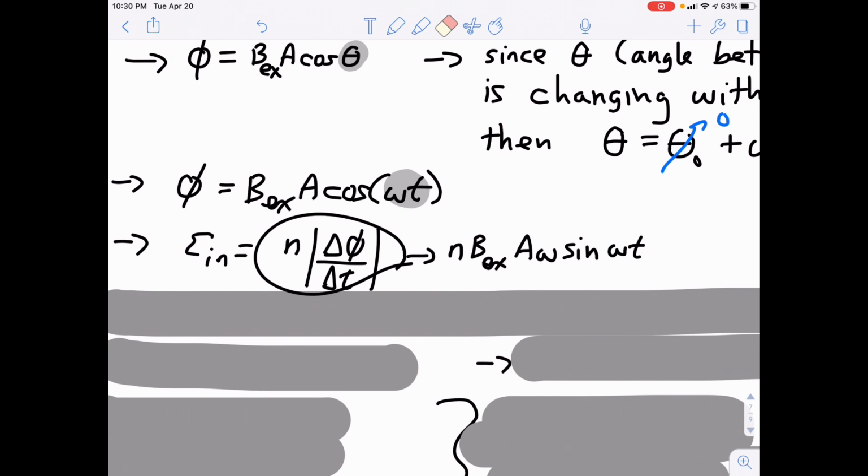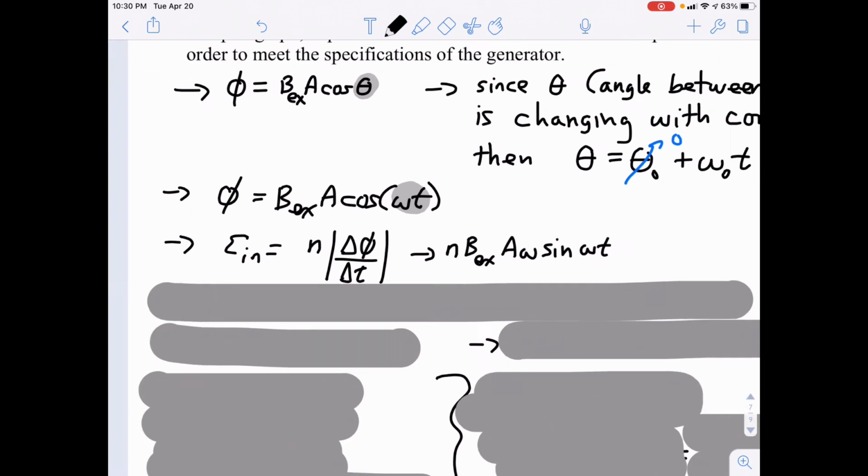So if you don't know that derivative calculus, that's fine, you don't need to. I'm just simply showing you the end result. Okay, calculus got you there. So it would be N times B external times A omega sine omega t, where omega is the angular frequency.